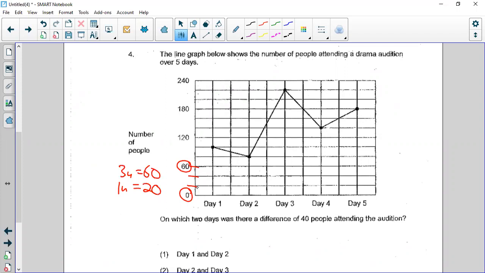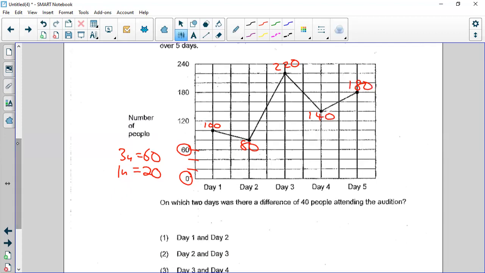So day 1 will be how many? So you take 120, you work backwards. So 120 minus 20, day 1 is 100. Day 2, you work backwards again. That will be 80, right? Then day 3 will be how many? 120. And then your day 4 will be 120 plus another 20, which is 140. And the last one is 180. Okay, any mistake, let me know if there's a mistake.